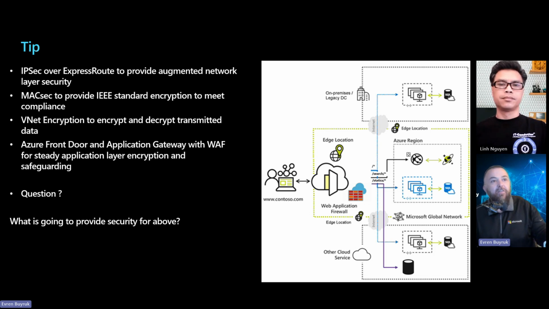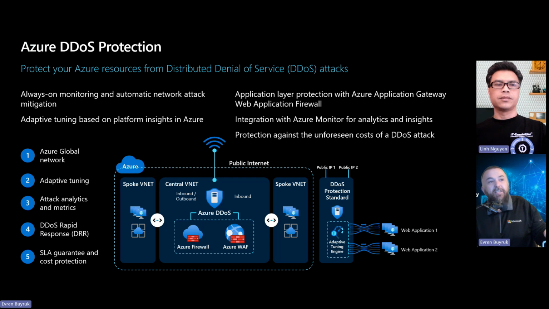IPsec over ExpressRoute provides augmented network layer security, and VNet encryption to encrypt and decrypt transmitted data. But whatever is going to be protecting inside the hub right here on the left is going to be the DDoS protection. Basically, DDoS protection is going to be protecting everything. This is distributed denial of service attacks.